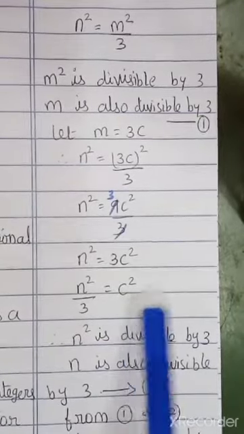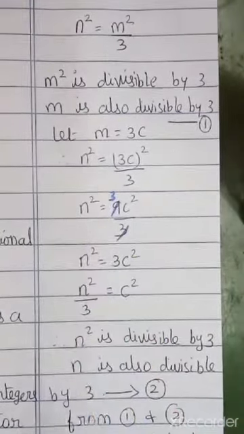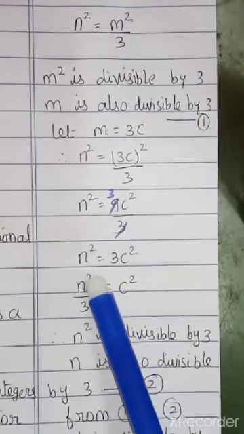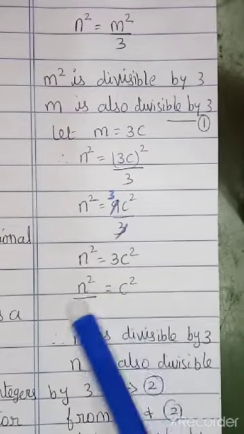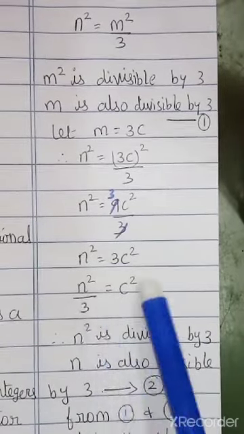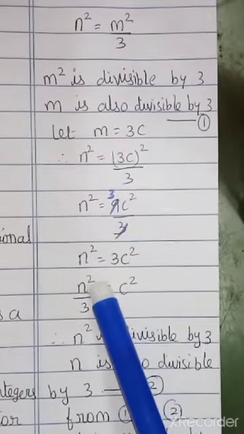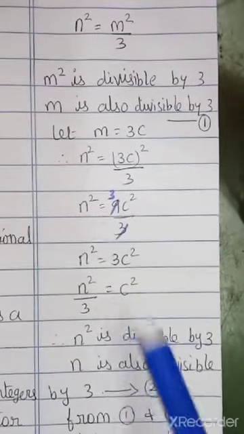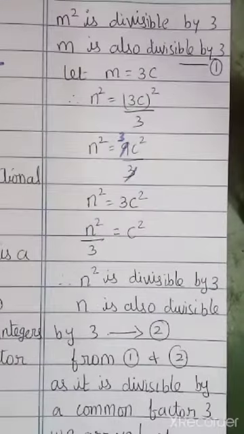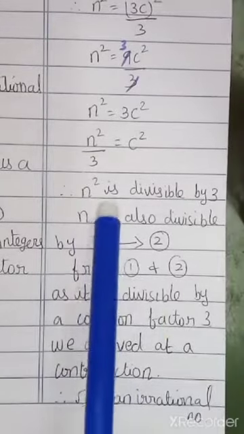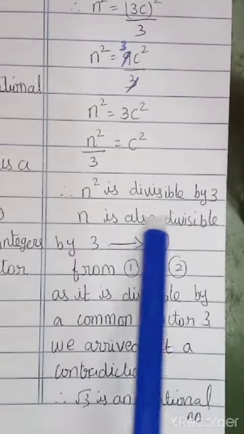Okay, again take this 3 to your left hand side, so you will get n squared by 3 equal to c squared. Again the same concept as what we said here. Here equal to is given, so n squared by 3 and c squared are one and the same. Since these two are one and the same, and c is a whole number, definitely this n squared will be divisible by 3. Is that clear? So n squared is divisible by 3, therefore n is also divisible by 3. So from 1 and 2, m is also divisible by 3, n is also divisible by 3.